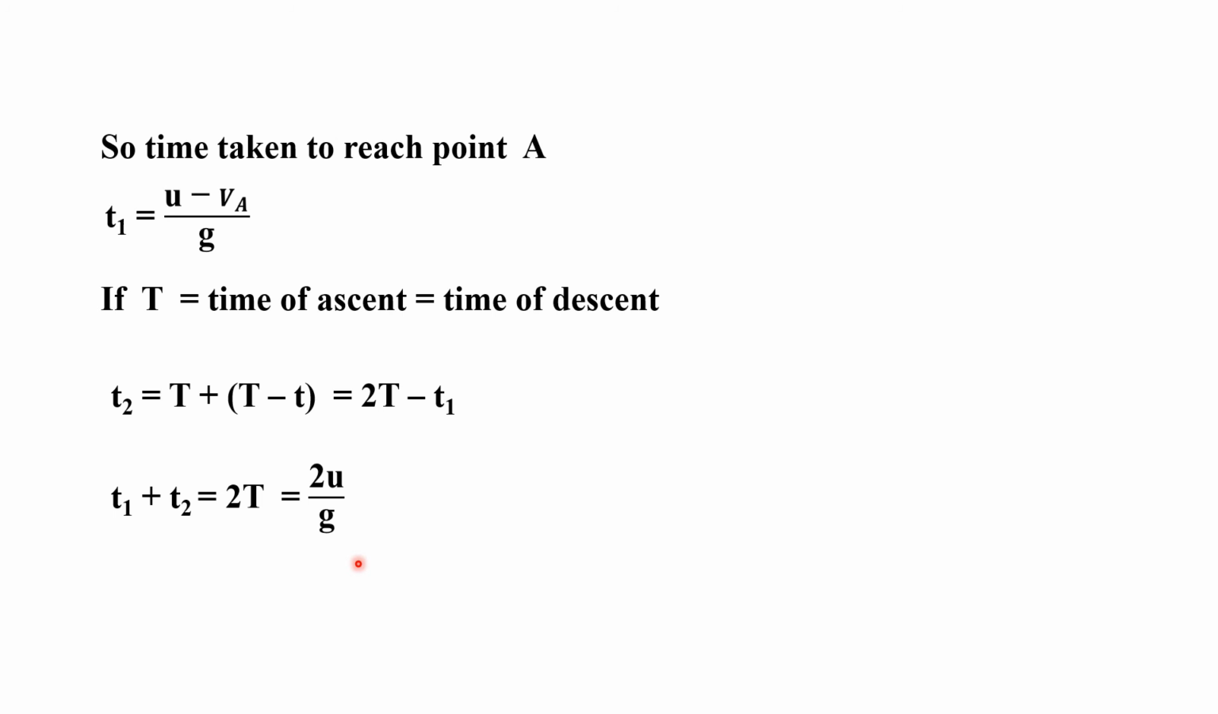This is the time of flight, 2u by g. So 2u by g is the correct option. Option 1 is correct. Next one.